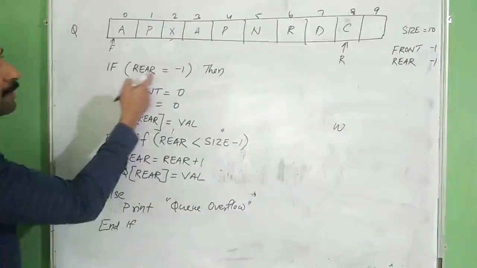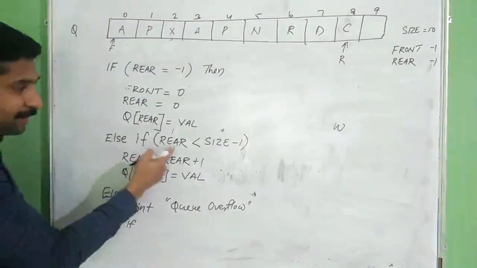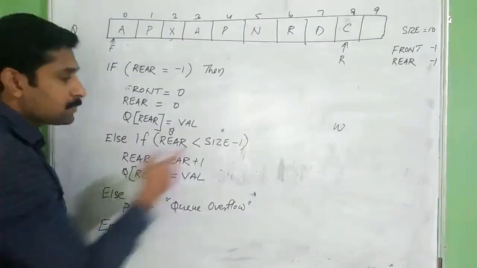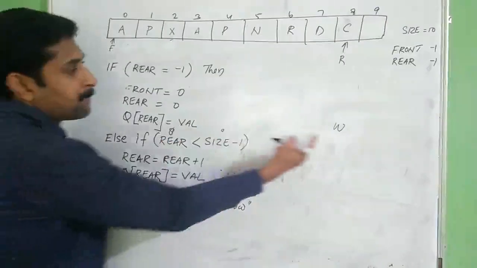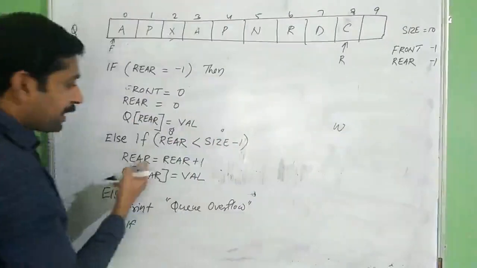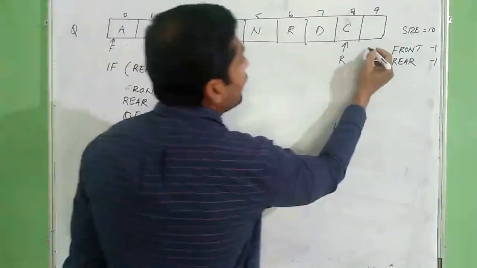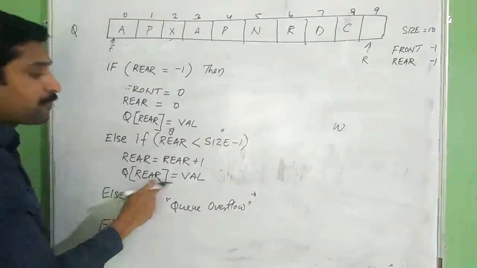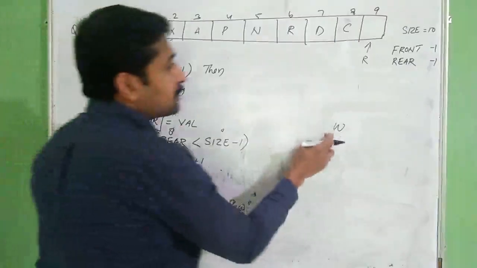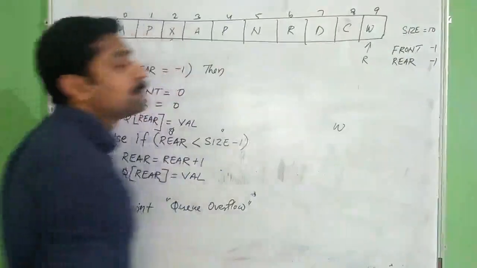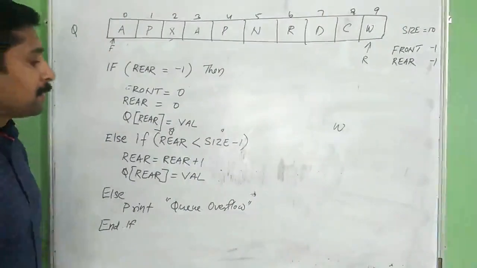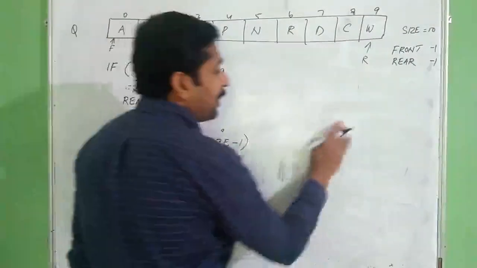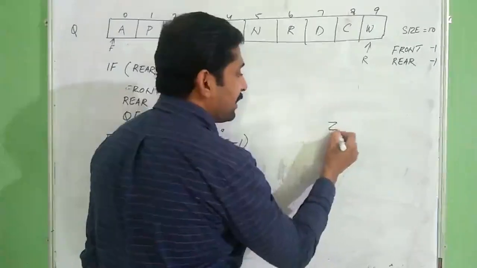So again this condition is whether rear is -1, no. Rear less than size -1. What is rear now? Rear is 8, which is less than 9. So rear equal to rear plus 1. Rear becomes here. This is rear now. And q of rear equal to value. What is the value? That is W. No problem. Again, another item comes, say let it be Z.